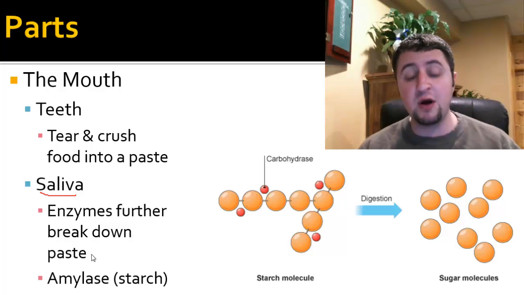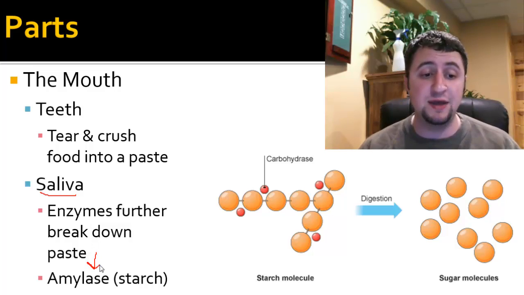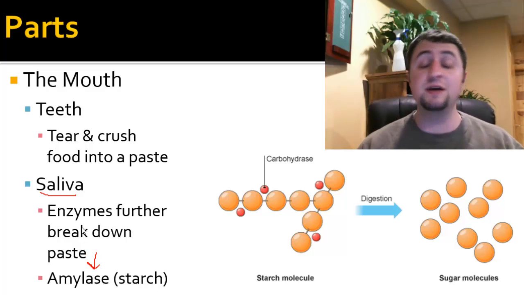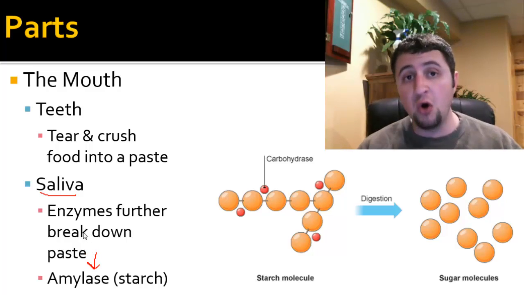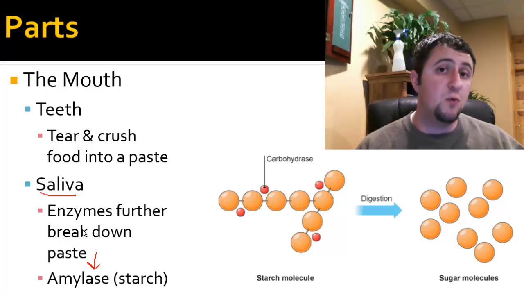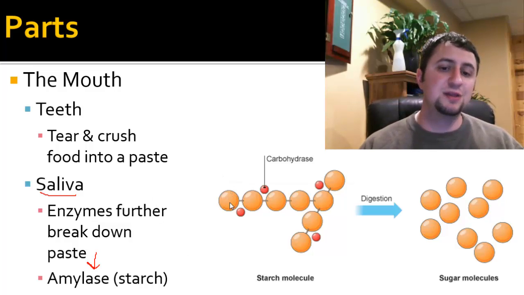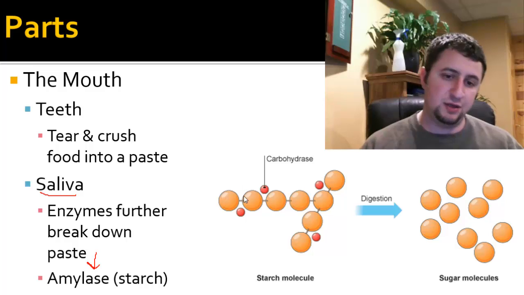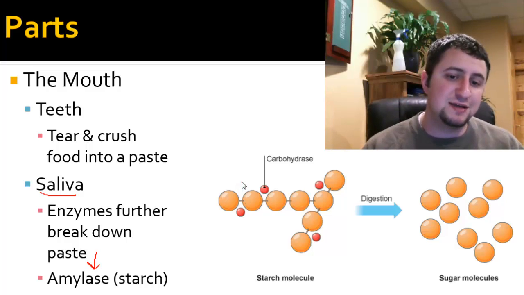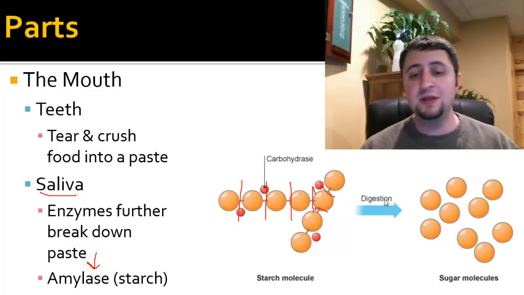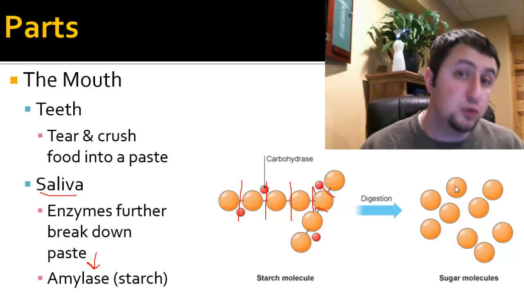In saliva, there are enzymes, particularly amylase. Amylase is an enzyme that breaks down starch. Now I know this is going back a long way, but remember back from our biochem unit, the starch is a long chain of glucose molecules. And so if amylase has the ability to cleave off those little bonds in between the starch, you're going to be left with just the individual glucose molecules.